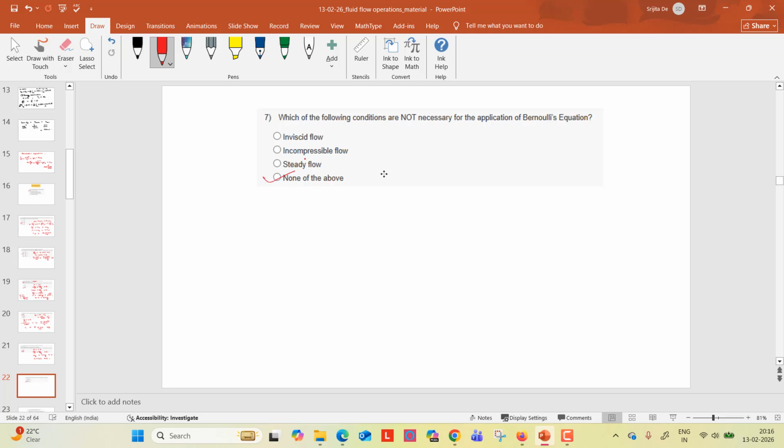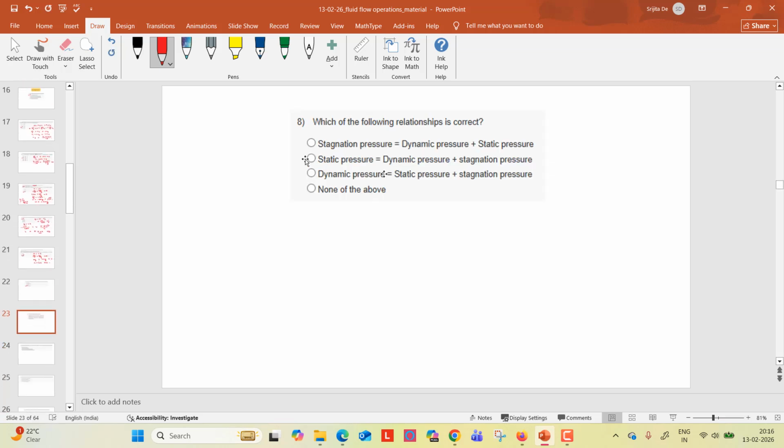Next, which of the following relationships is correct? Stagnation pressure equals dynamic pressure plus static pressure. Static pressure equals dynamic plus stagnation. Dynamic equals static plus stagnation. So stagnation pressure means dynamic plus static pressure. Option A.